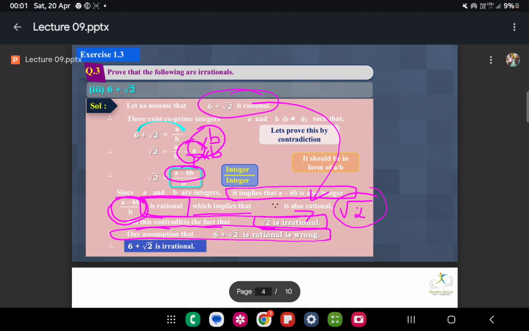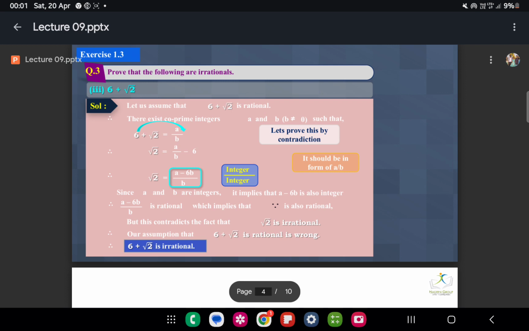Our assumption that 6 plus root 2 is rational is wrong. We assumed that 6 plus root 2 is rational; what we thought is wrong. So 6 plus root 2 is irrational. Hence it is proved. These steps are very important. It is a step by step method. Check once all the steps: first step, second, third, fourth, fifth, sixth. Last is that 6 plus root 2 is irrational.